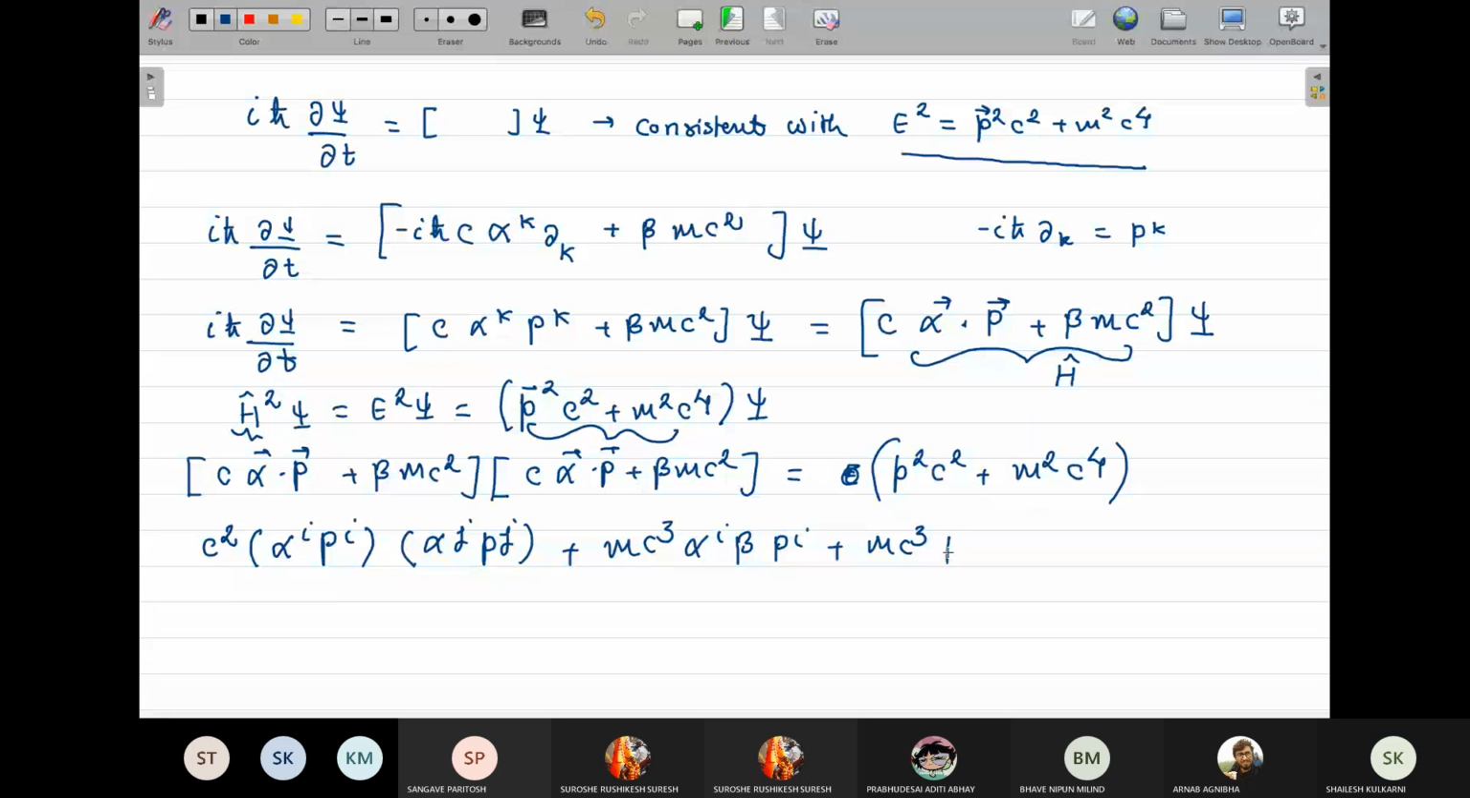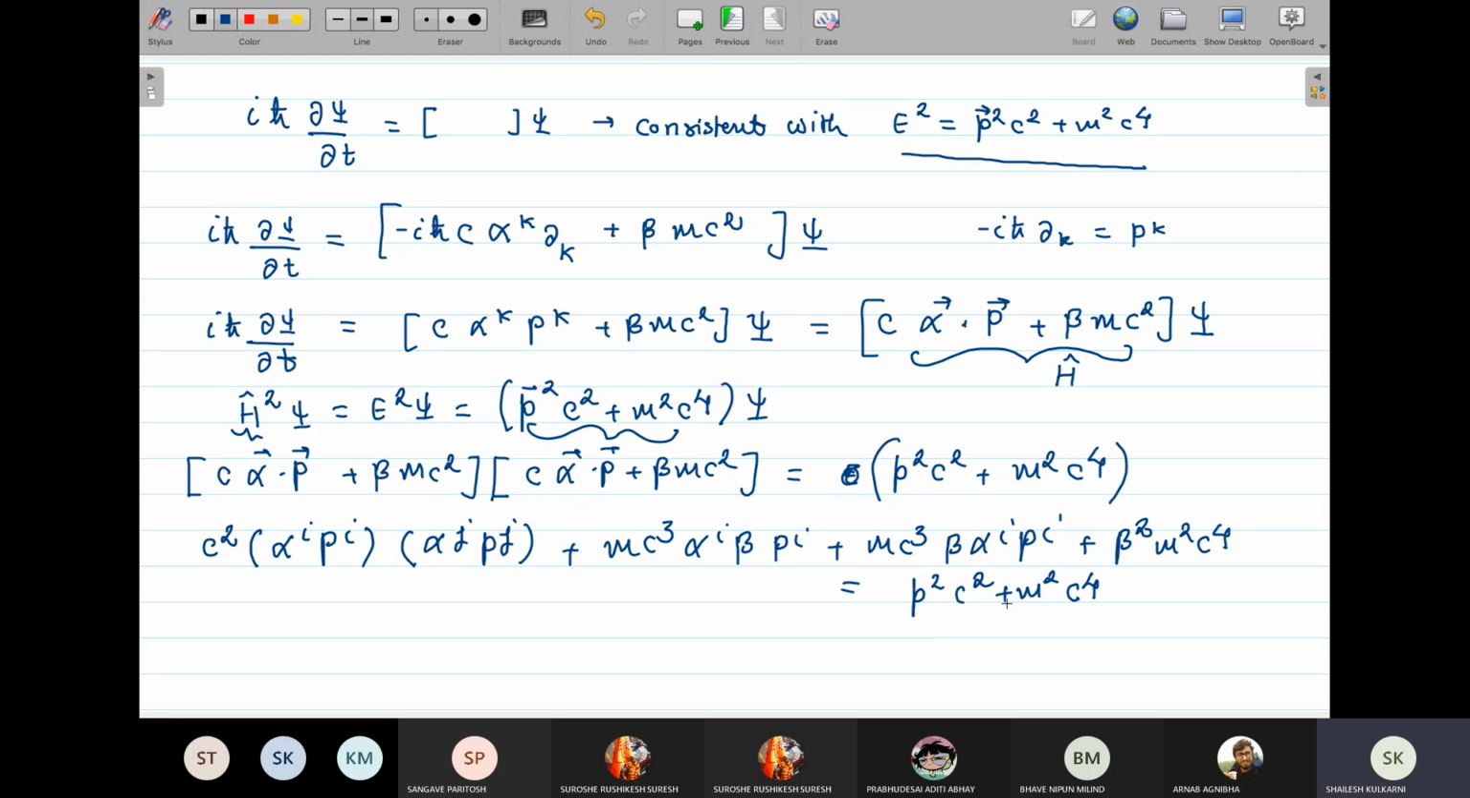Okay. Beta alpha i p_i from this, this multiplied with this. Okay, that is this term, plus beta square m square c to the power 4. This is equal to p square c square plus m square c to the power 4. Okay, is that clear?